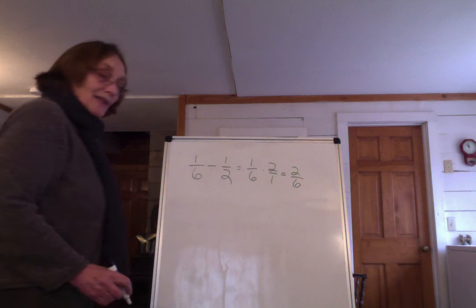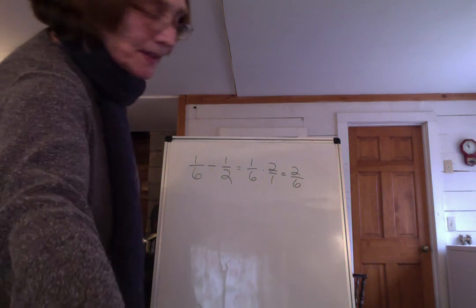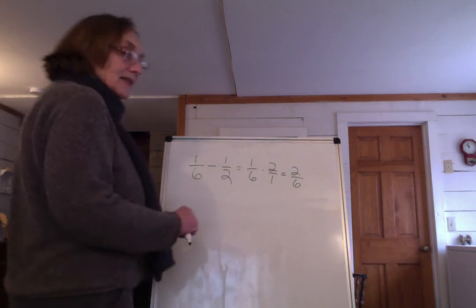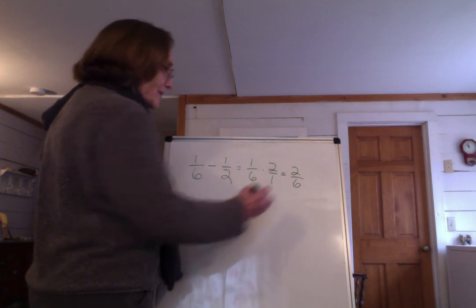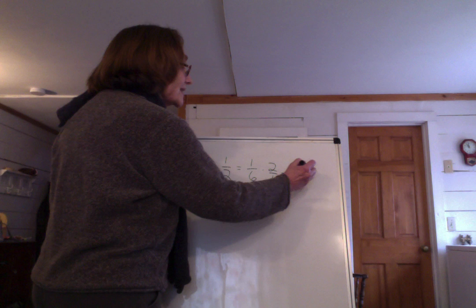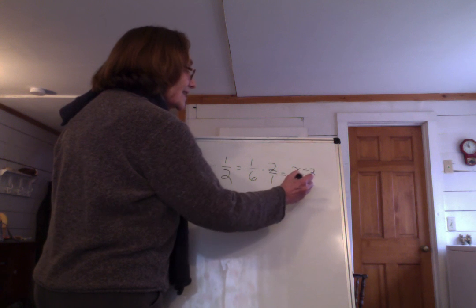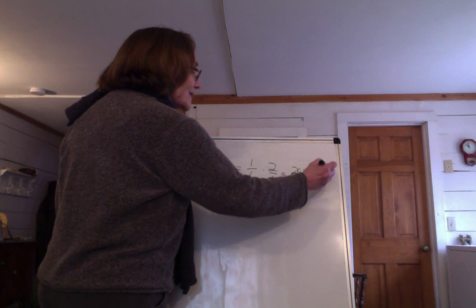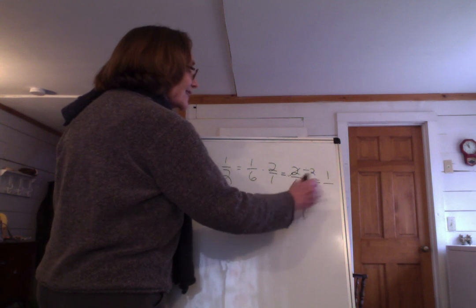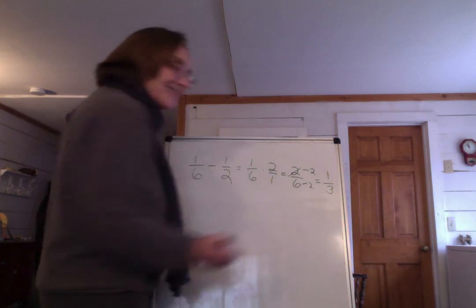Can I simplify that? Yes, there is a number that I can divide evenly into both the numerator and the denominator. Divide it by 2, and I can divide this by 2. 2 divided by 2 is 1. 6 divided by 2 is 3. That's our answer.